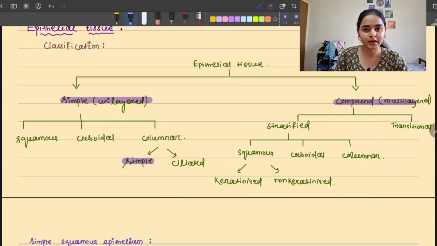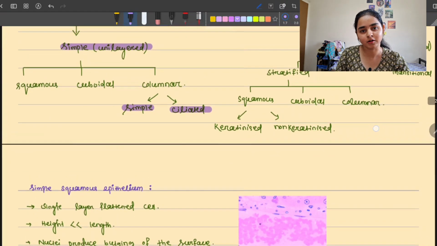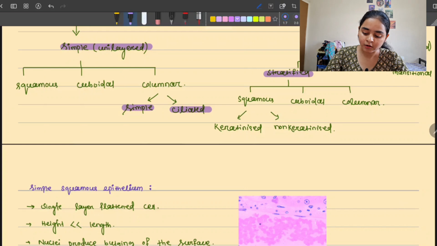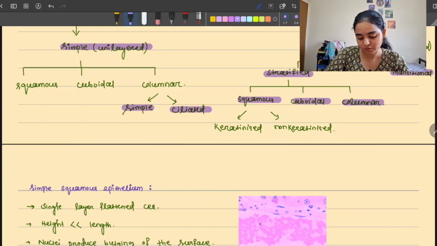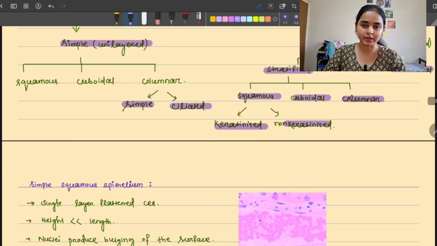Columnar epithelium is again classified into two types, that is the simple columnar and ciliated columnar epithelium. Now, compound epithelium is classified into stratified and transitional epithelium. Stratified epithelium is again divided into three types, that is the squamous, cuboidal and the columnar epithelium. And the squamous epithelium is again divided into two types, that is the compound squamous keratinized and squamous non-keratinized epithelium.